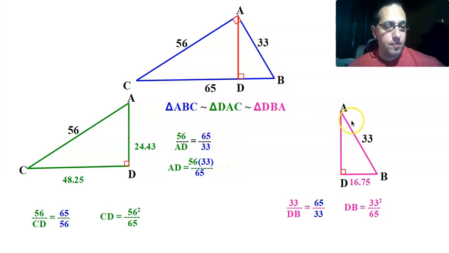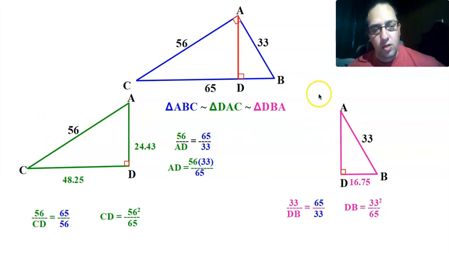Now, we could do this another way. Since AD is in both the pink and the green, I could use the pink and the green. So here, instead of using the 33 and the 56, you have to use something else that you have. We could use DB and CD. The reason is AD is the short leg, so I need to use the short leg over here, which is 16.75. Here AD is the long leg, so I have to use the long leg over here. I'm not going to be using the hypotenuse, even though I have the hypotenuse for both of them. It's no good.